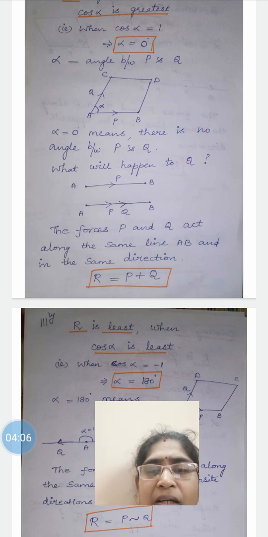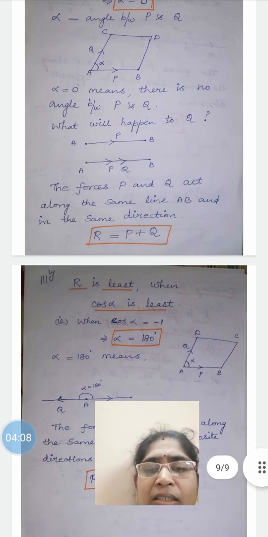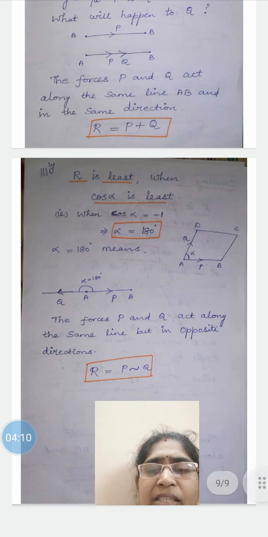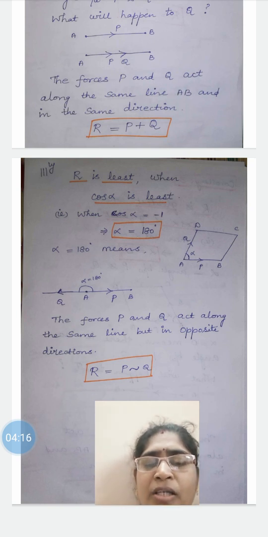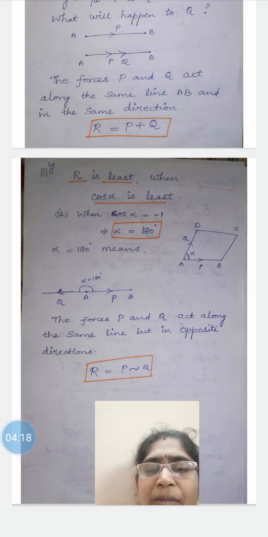Similarly, R is least when cos alpha is least. That means the value of alpha is 180 degree. 180 degree means the forces P and Q, they will act in the same line but in the opposite direction. So in this case our resultant is P minus Q.